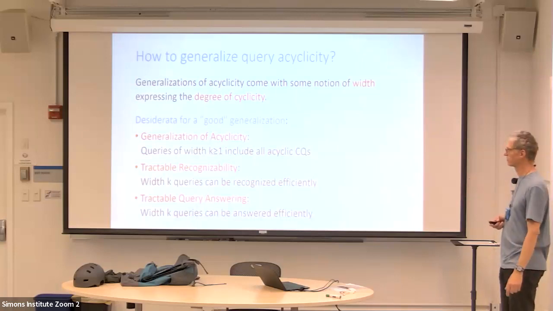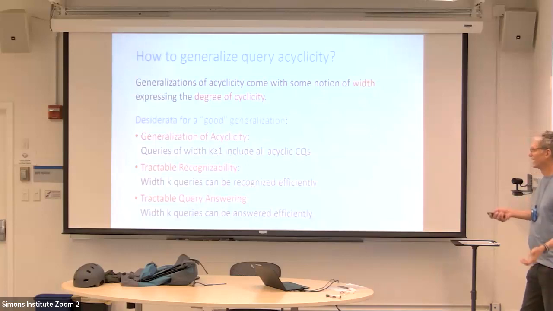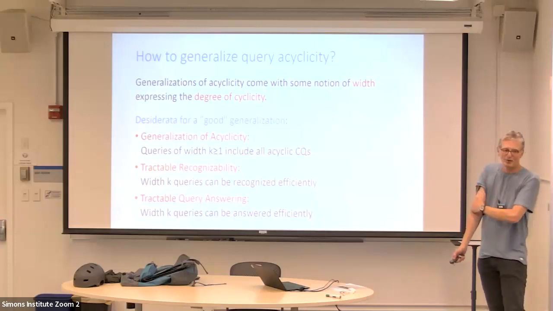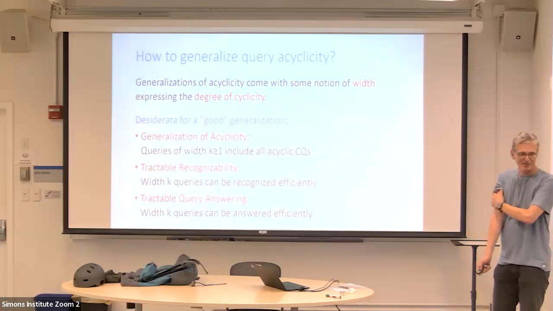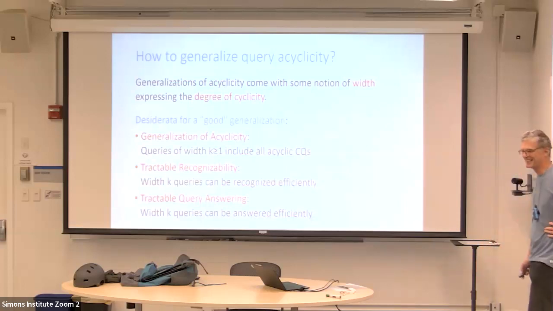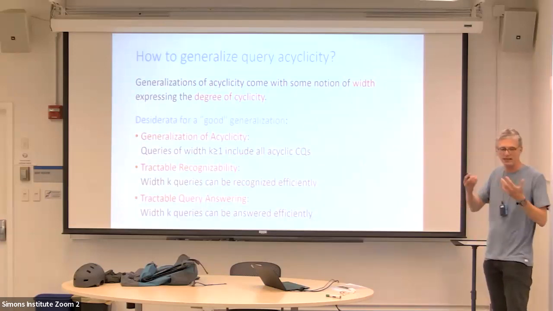decomposition of the hypergraph. And here are some desiderata that Georg Gottlob formulated in his Gems of Dagstuhl 2016 talk, of course with a little bit of bias, because then it turns out that only hypertree width satisfies these desiderata. But I think they're natural. So the first one is absolutely natural: we want to generalize acyclicity.